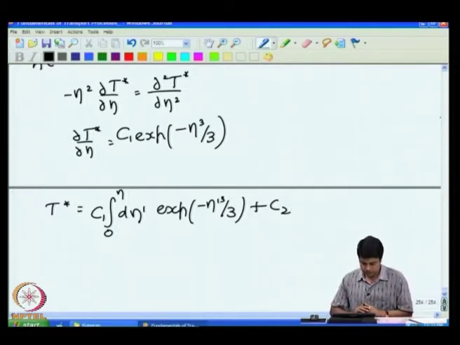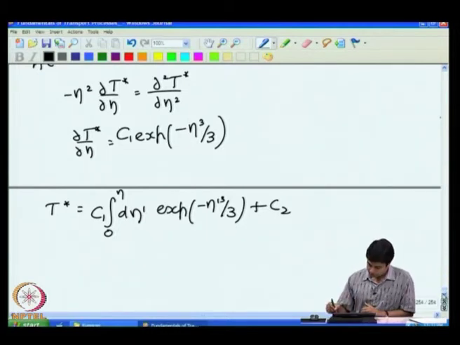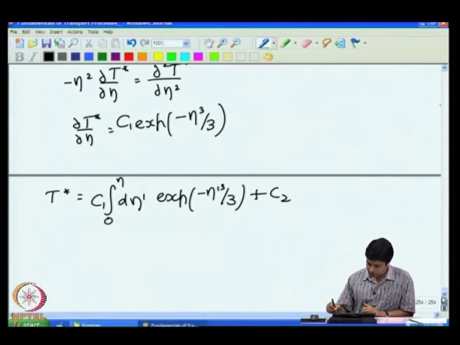Okay. So, this is the final solution. Okay. So, this integral cannot be evaluated exactly, because we have a definite integral here, because we cannot integrate e power minus eta cubed by 3 exactly. Okay. And then we apply the boundary conditions.